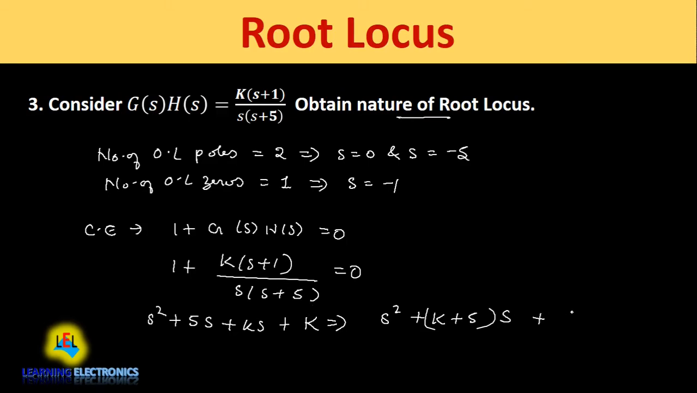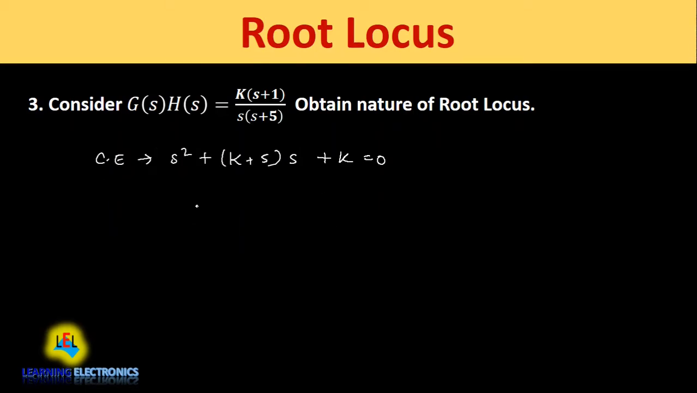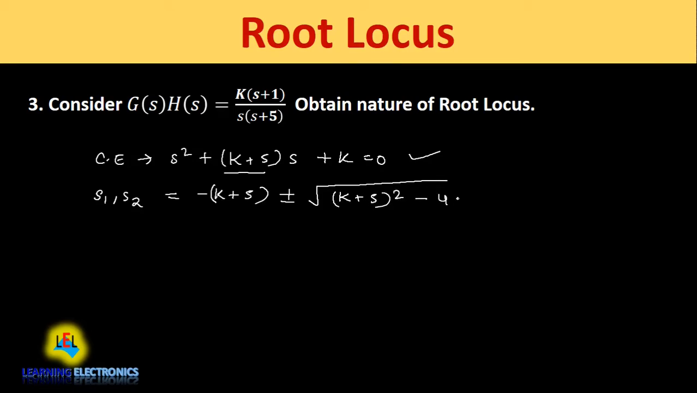Okay, so plus k is equal to 0. So this is our final characteristic equation we are getting. From this characteristic equation we are going to find out the roots, s1 comma s2, which is equal to minus b, that is minus (k plus 5) plus minus under root (k plus 5) whole square minus 4 into 1 into k, divided by 2 into 1.